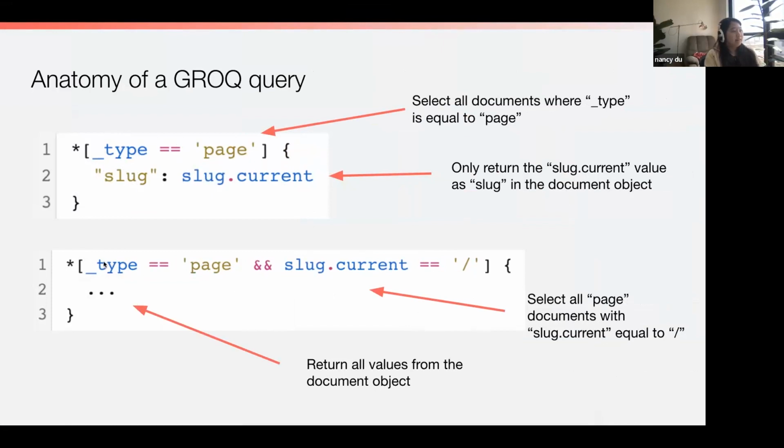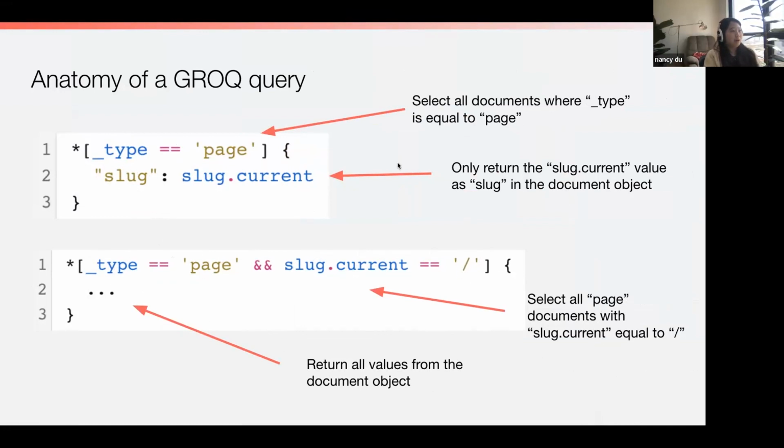Alternatively, we look at the second example. You can see that we can add additional filters here. So not only are we selecting the page type, we can also select a specific page. Here I'm just selecting a page type that has the slug at our home page.